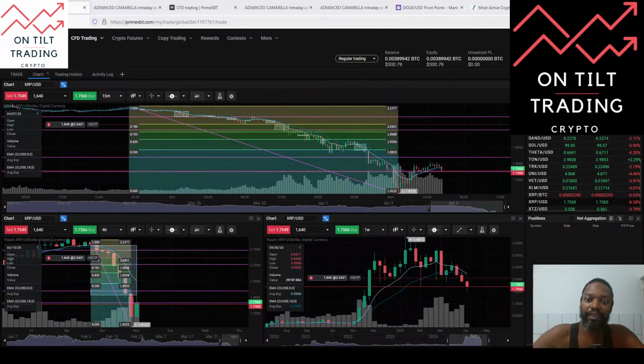The next thing I look for after the CAM levels is the EMAs. So this dark blue line here is the 18, and this light blue line here is the 9, and these are exponential moving averages.